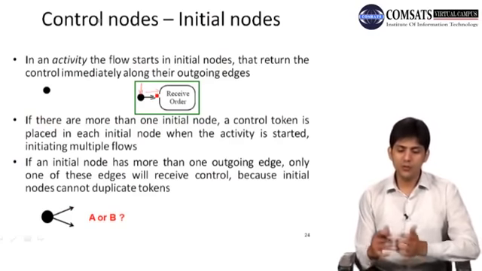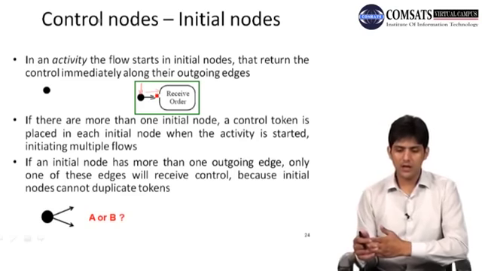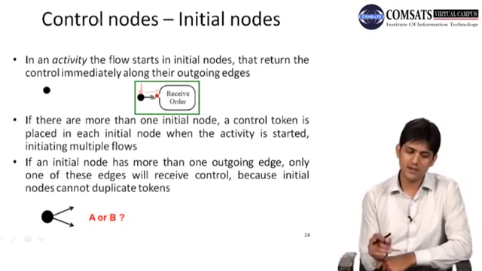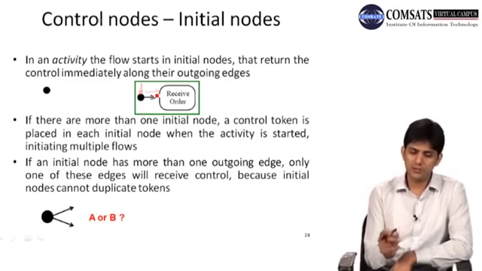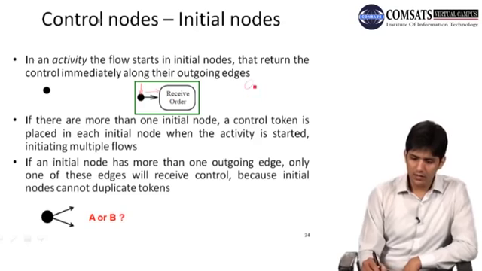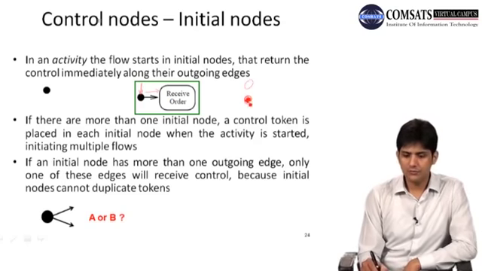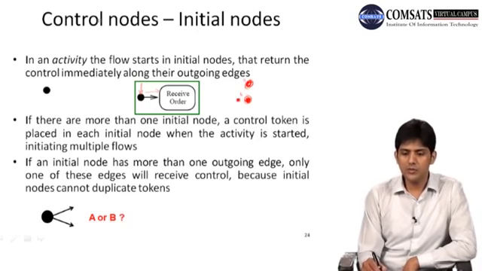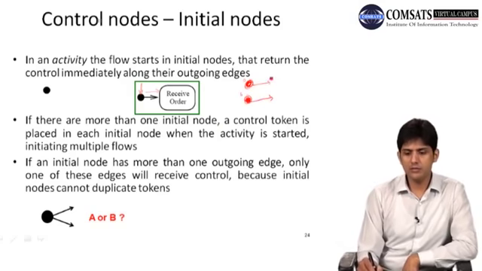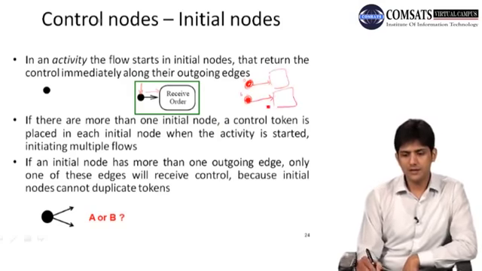Now if there are more than one initial nodes, a control token is placed in each initial node when the activity is started, initiating multiple flows. Okay, यानी कि for example, if there are 2 control nodes, ठीक है, तो a token would be placed with both of them, ठीक है, which might initiate multiple flows, ठीक है.